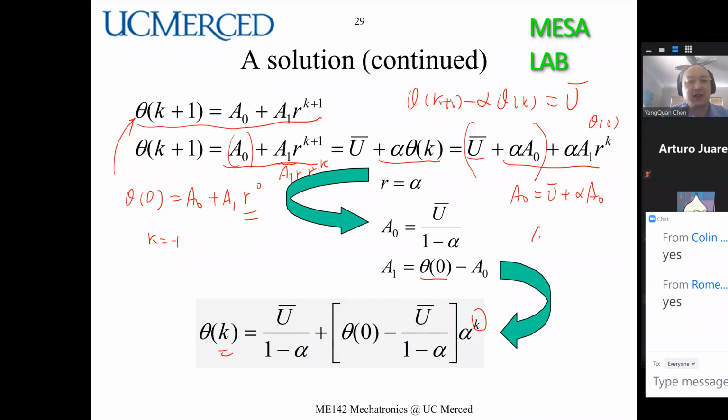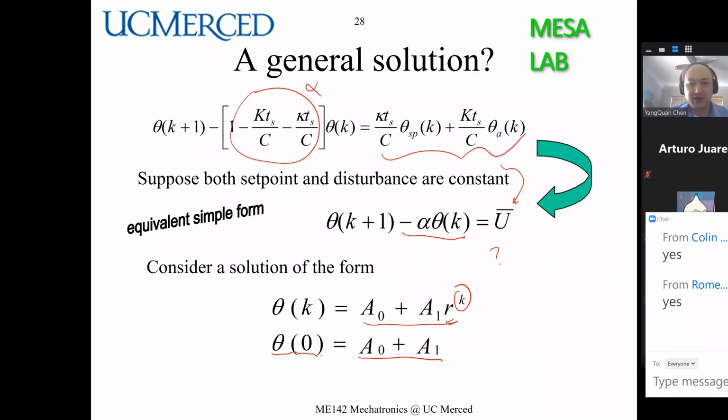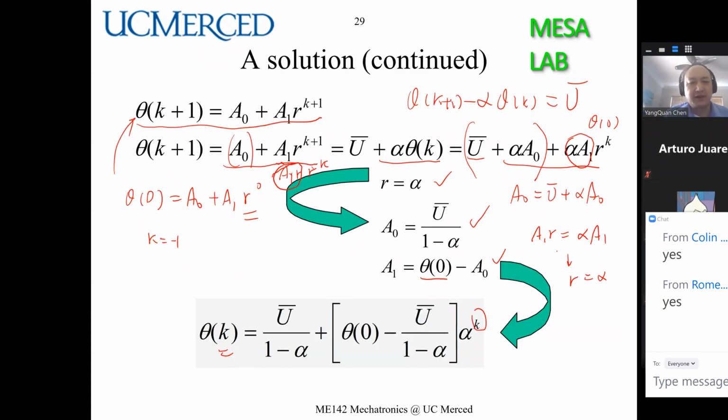Then you know that A1 times R, this one, should be the same as this one. Should be alpha A1. That's why R is alpha. So just compare left and right. So that's why you have this one. By putting R, A1, and A0 into the previous general form, we're going to get what we have here.